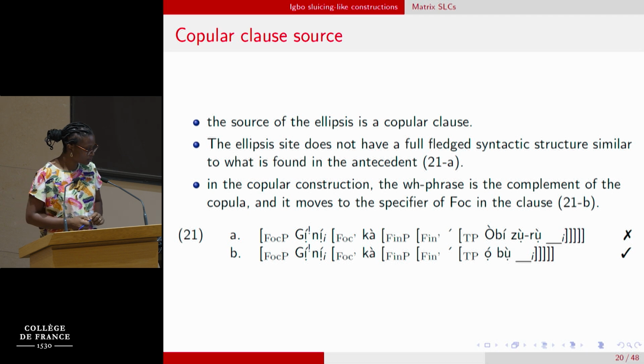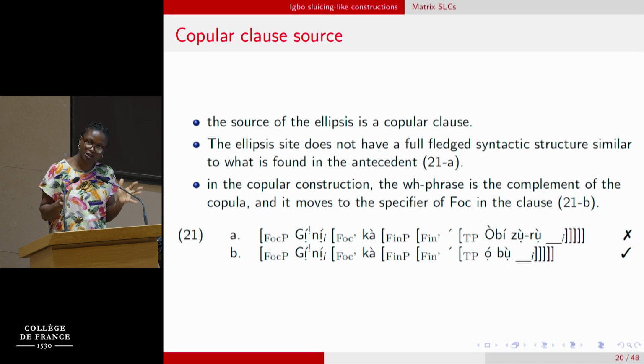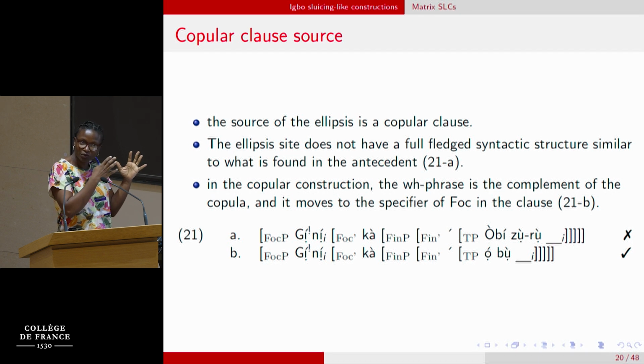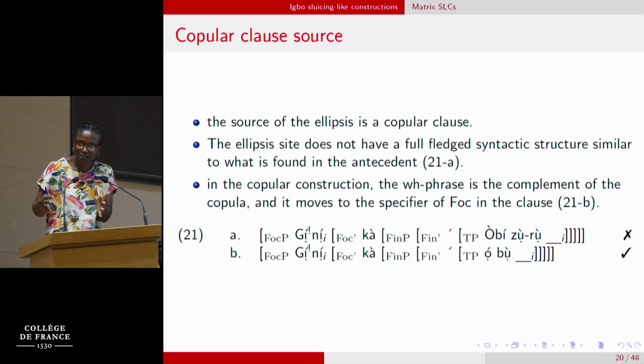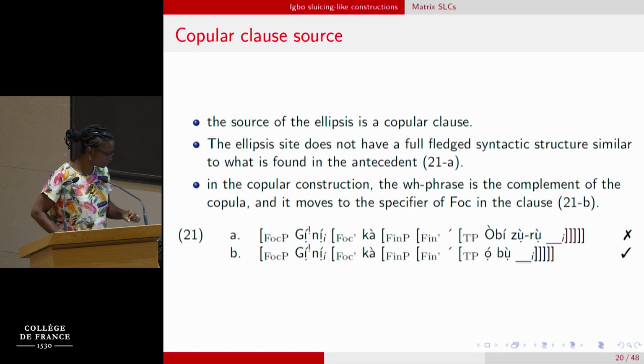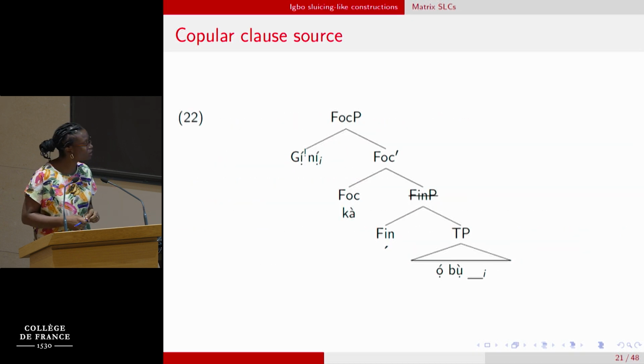So with the copular clause in the sluice site, this means that we do not get a full-fledged syntactic structure similar to what we have in the antecedent. So in the case of English, for instance, when you say something like John bought something, but I don't know what, the analysis is that what you have there is what John bought. So we have a full-fledged analysis. But in this case, I'm arguing that what we have here is a copula. So copula in the sense that John bought something, but I don't know what it is or what it was. So the structure is as in 21b, and that's what I show here in 22 also.